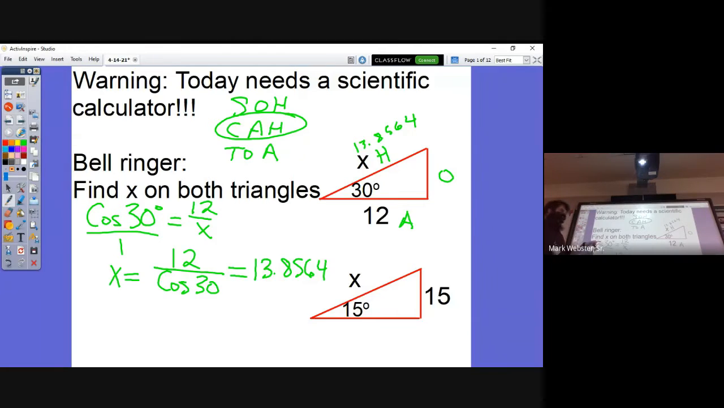When you write it out, cosine equals, in this case, adjacent is 12, hypotenuse is x. Cosine equals 12 over x. Cross multiply and divide, make sure you get this. When the x is in the denominator, it's going to be number over trig. If the x is in the numerator, it'll be backwards. It'll be trig over number, or trig times number.